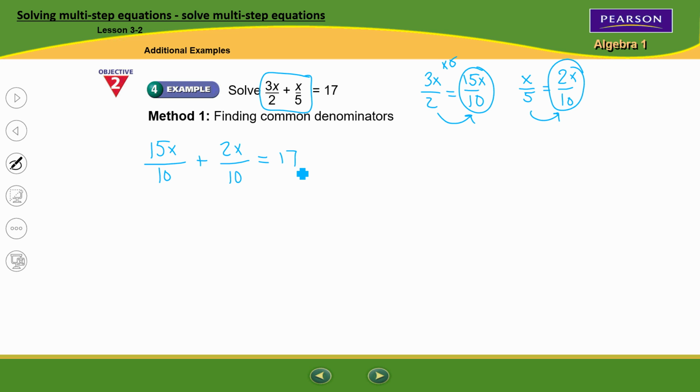Well, I can now add those fractions. They have the same denominator, so we just add up the top. So 15x plus 2x, 17x over 10.